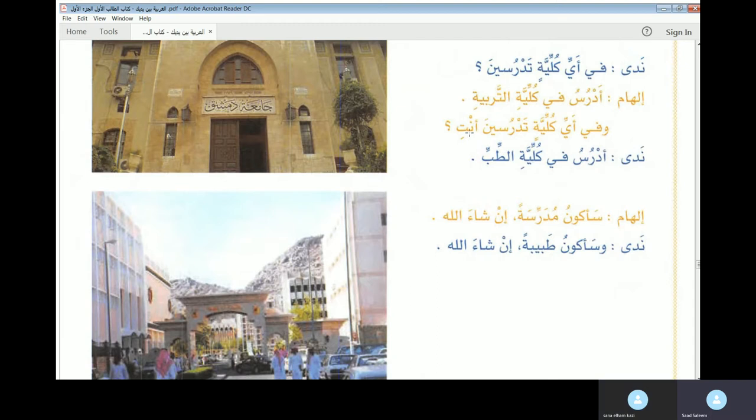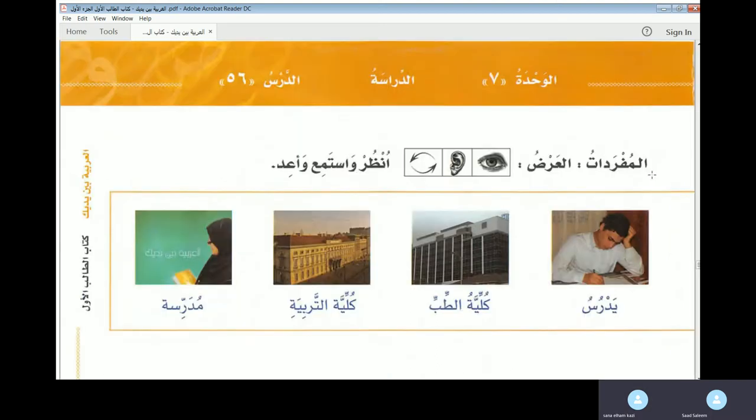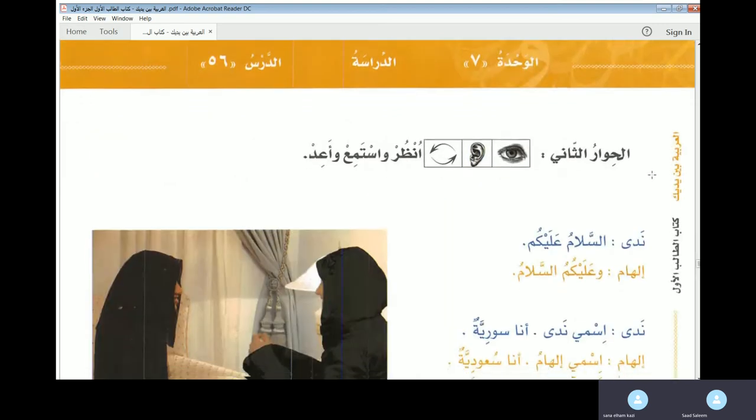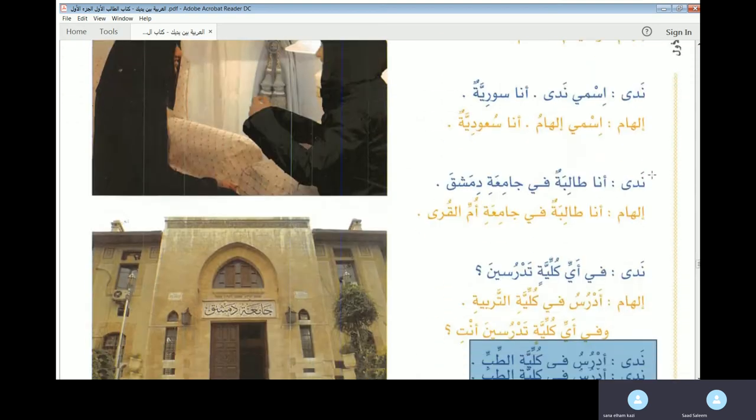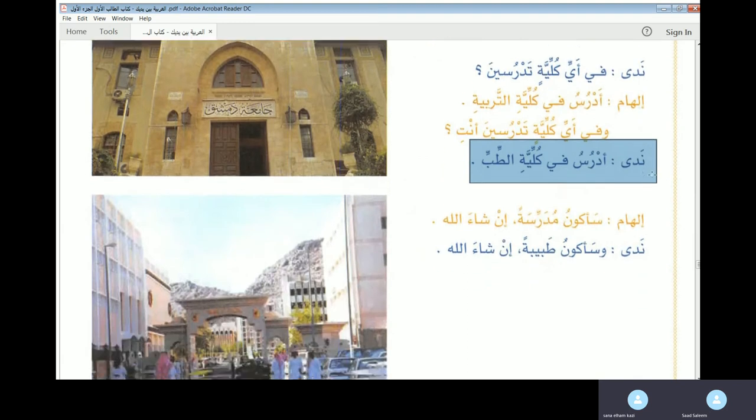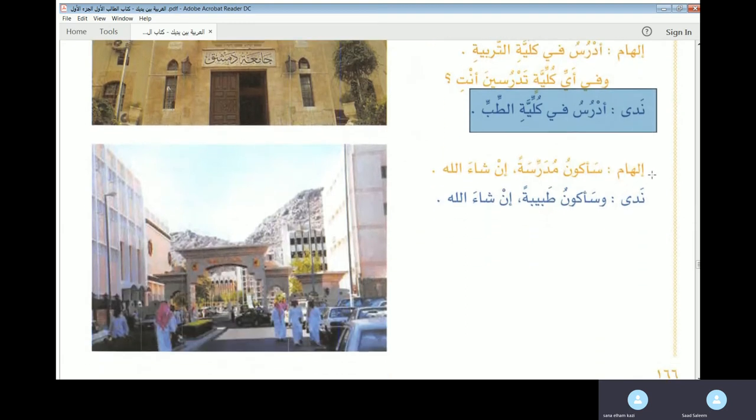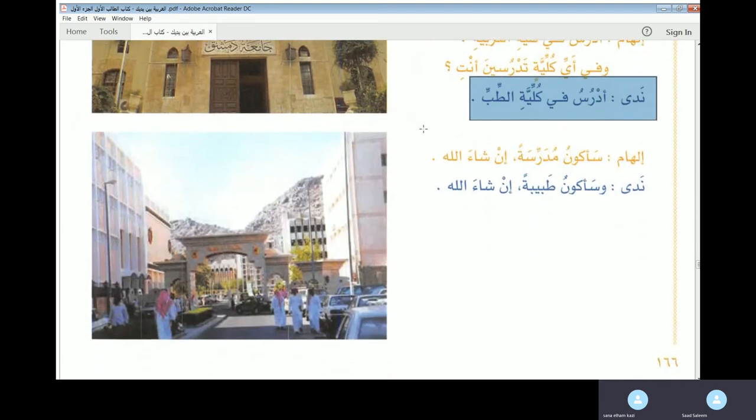Adrusu. I read. I am studying in kulliyati tibbi, in the faculty of medicine.